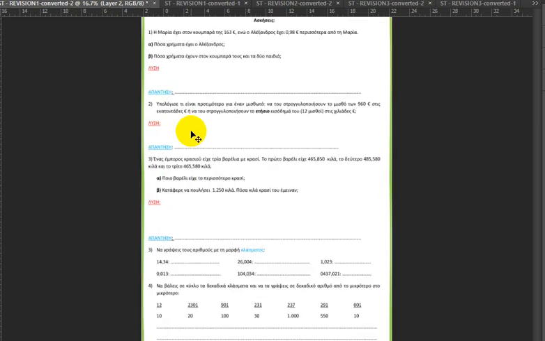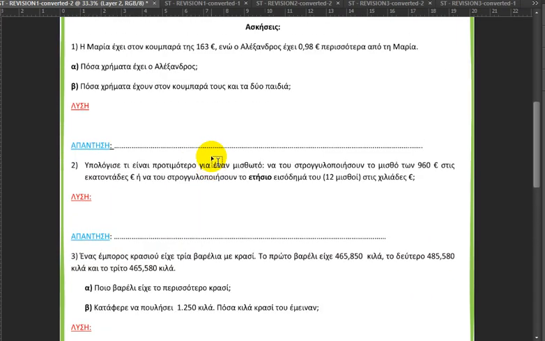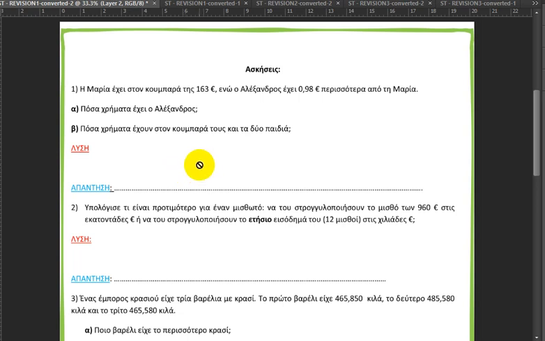All right, revision time. Let's get started. We have a problem. One person has 163 euros, the other person has 0.98 more. Our first question is, how much does Alex have? Since he has 0.98 more, that means he has this much, plus this much. So we need to do 163 plus 0.98, which makes 163.98 euros. And the second question is, how much money is that altogether?